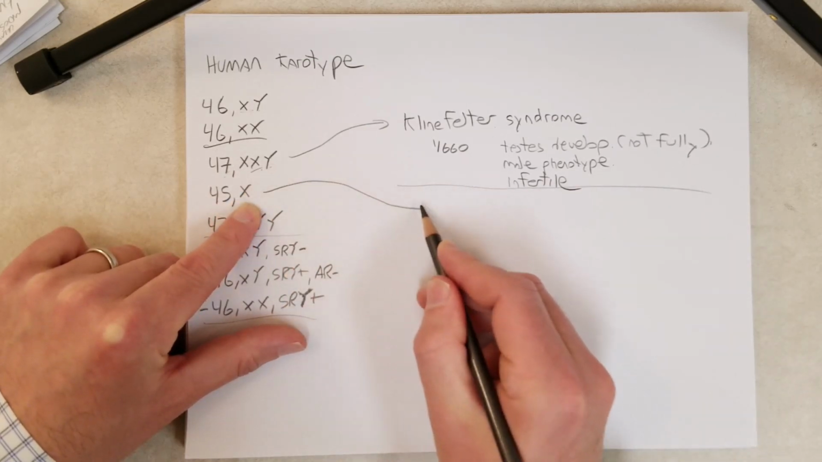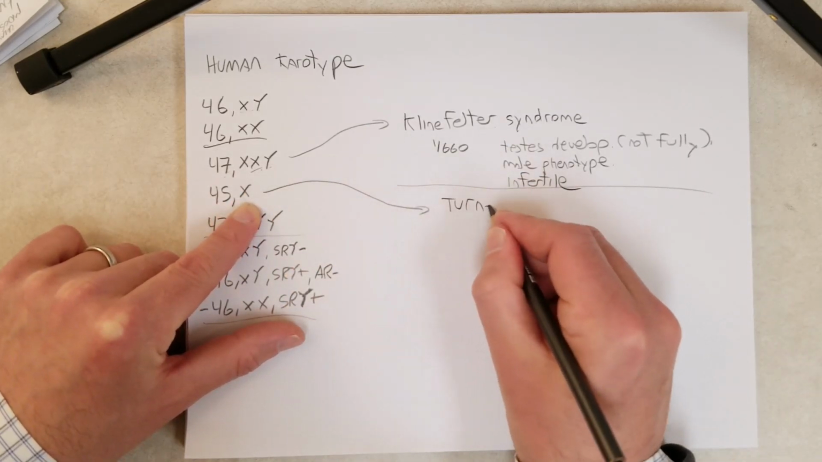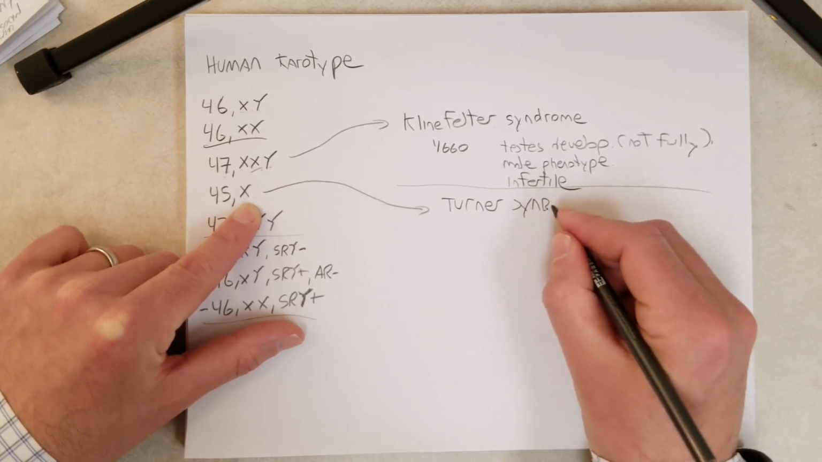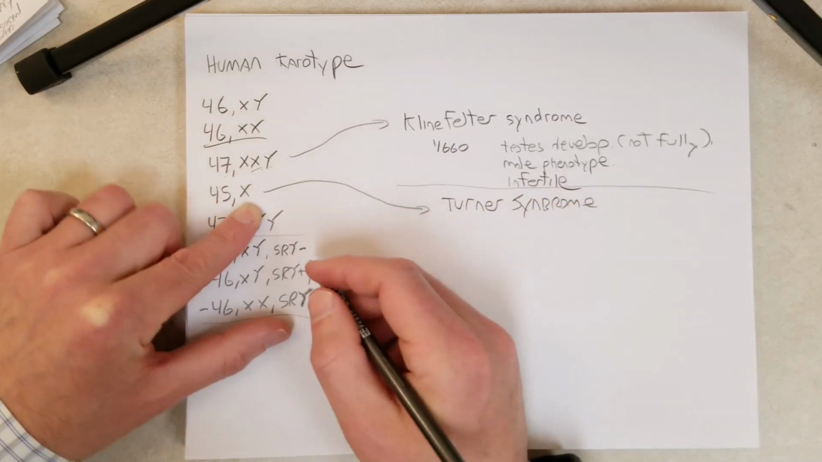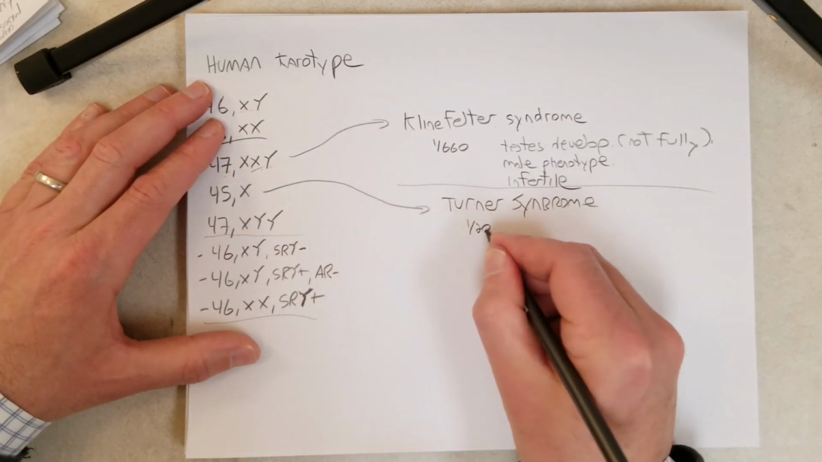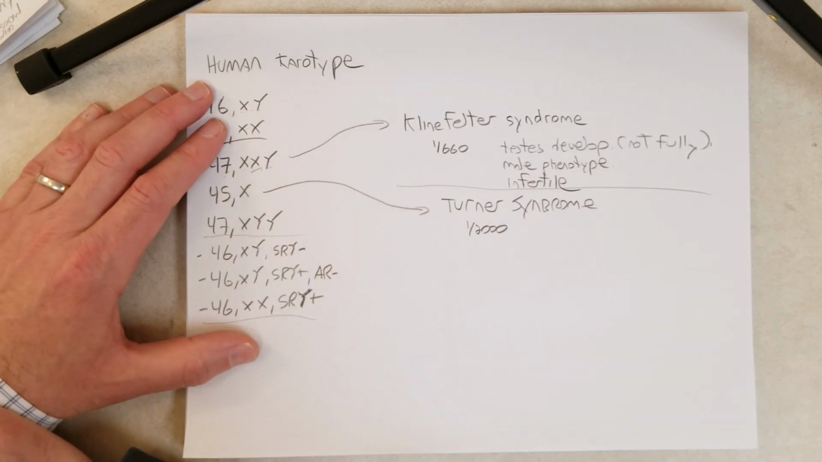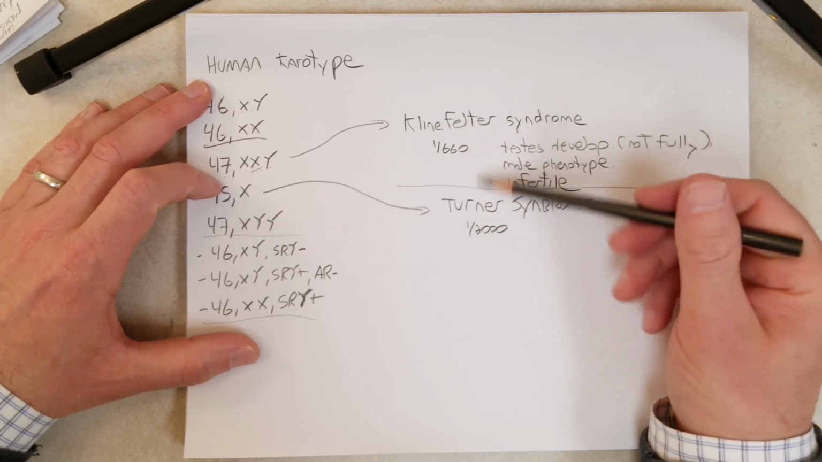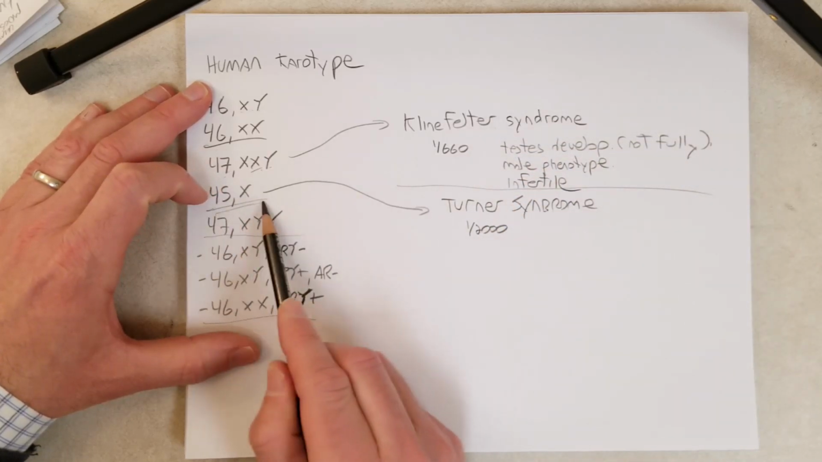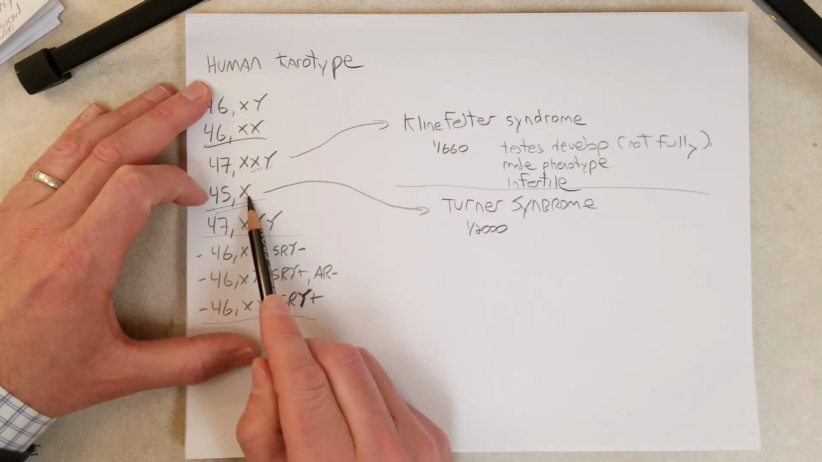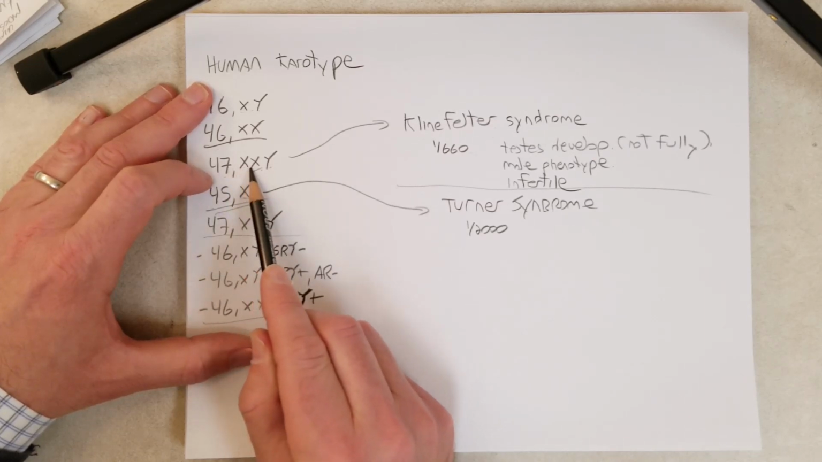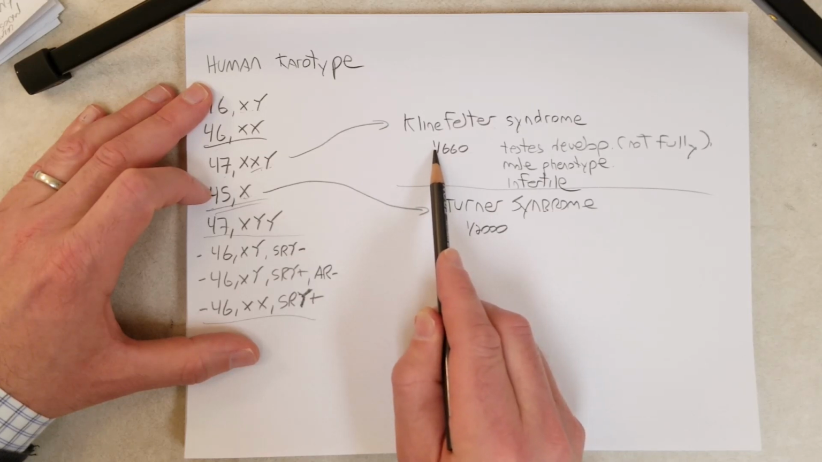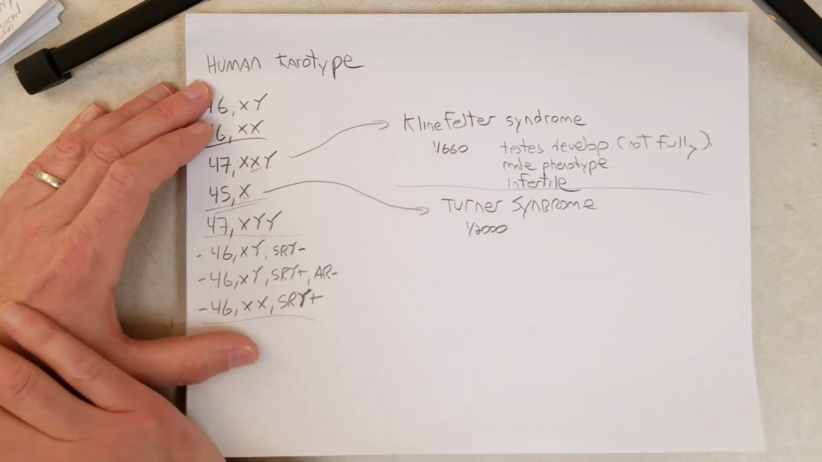So 45X, now individuals with this are said to have Turner syndrome. Turner syndrome is thought to occur about 1 in every 2,000 individuals. You may notice, wow, why is this different right here? It might be that 45X embryos don't survive to term, as well as 47XXY. That might be the reason why we have this difference, where more humans have Klinefelter than Turner.